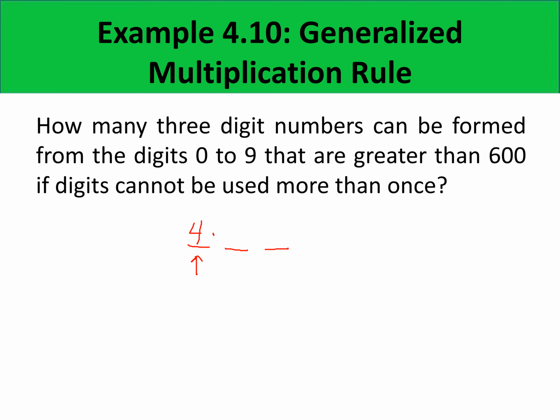Now whatever we used in the first position cannot be used anymore for the second position. Originally we have 10 digits to choose from, but since one of these digits was already used in the first position, we only have 9 left for the second position. For the third position, since we already used 2 of the 10 digits, the third position will only have 8 choices left. Therefore, using the generalized multiplication rule, we have 4 times 9 times 8. You can manage to get the product of this problem.